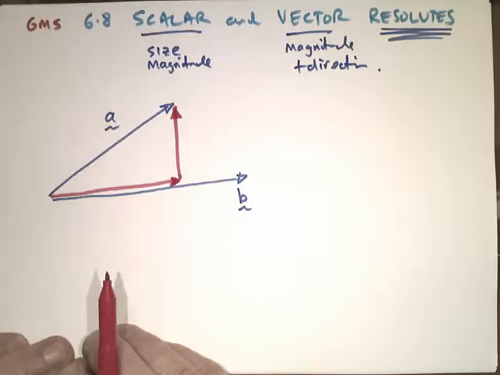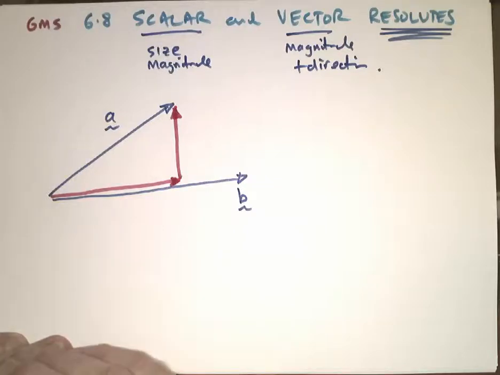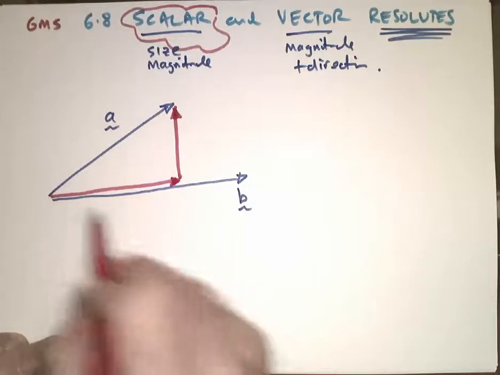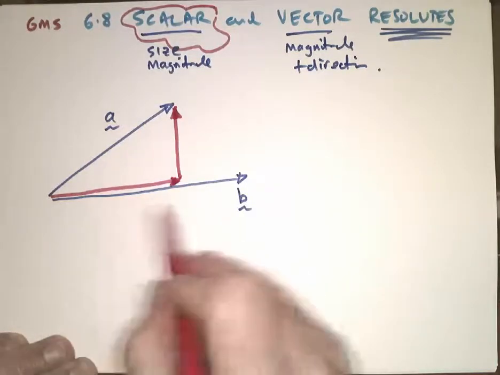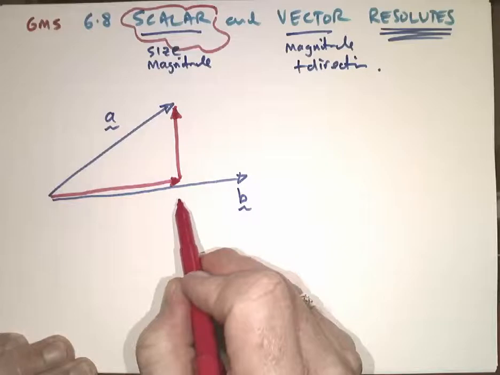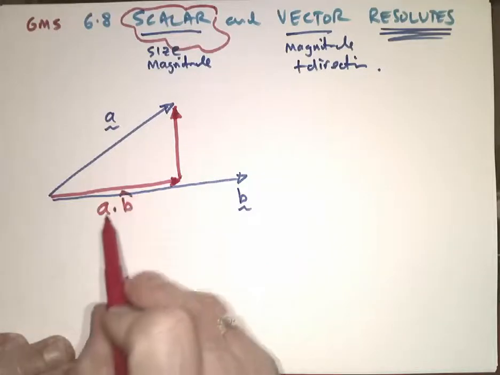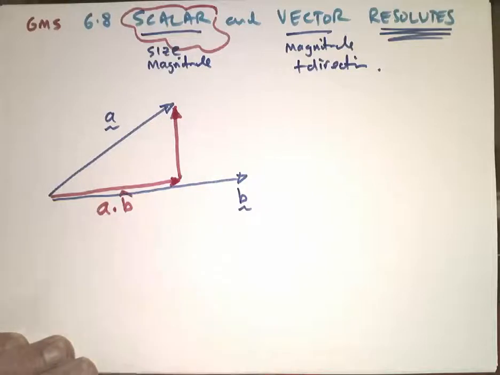If I was only talking about the size, that is the scalar component, then the bit that is in the direction of B is A dot B hat, or the dot product of A and the unit vector B.